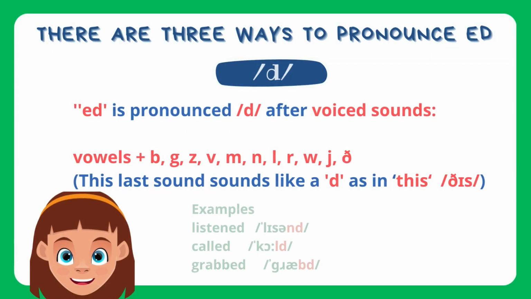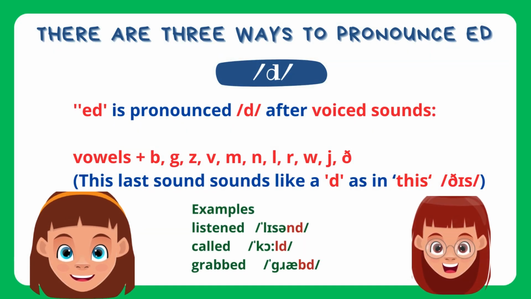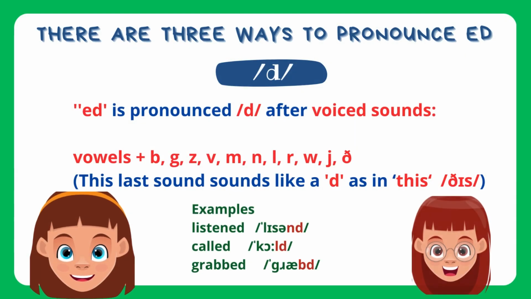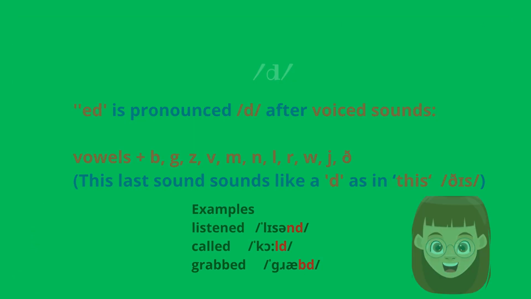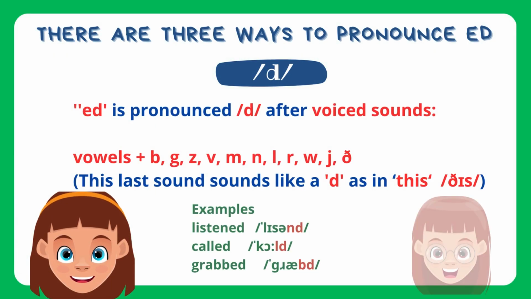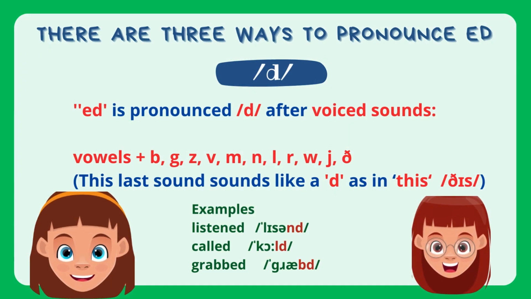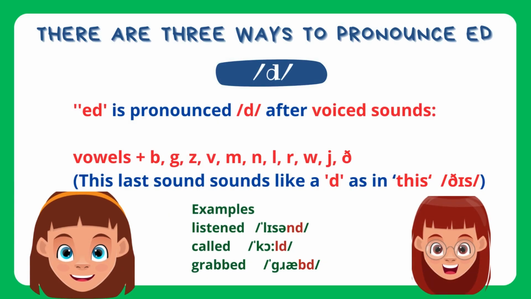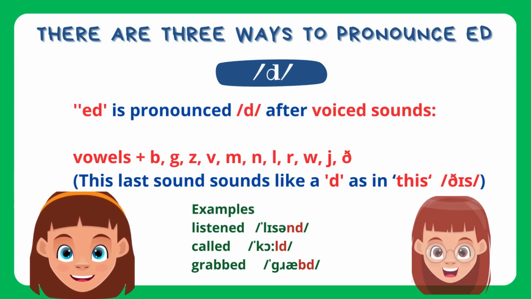There are 3 ways to pronounce ed. D. Ed is pronounced D after voiced sounds: vowels plus B, G, Z, V, M, N, L, R, W, J, and th as in this. Examples: listened, called, grabbed.